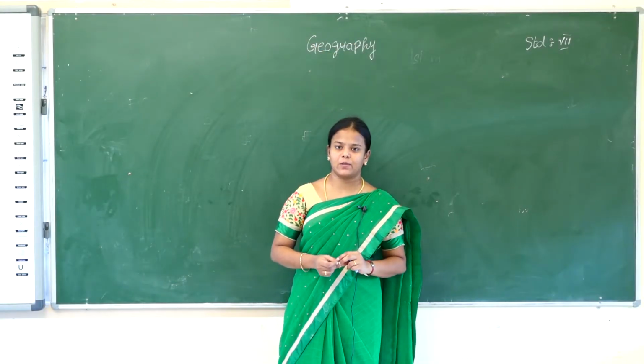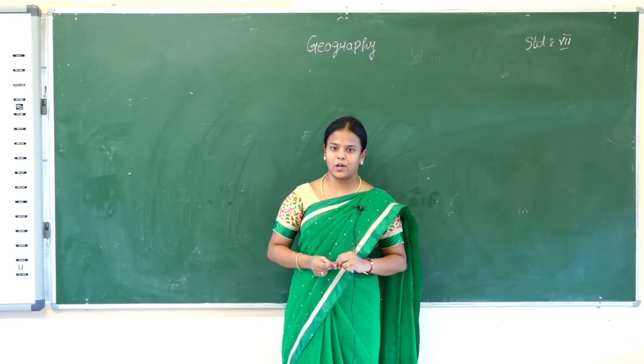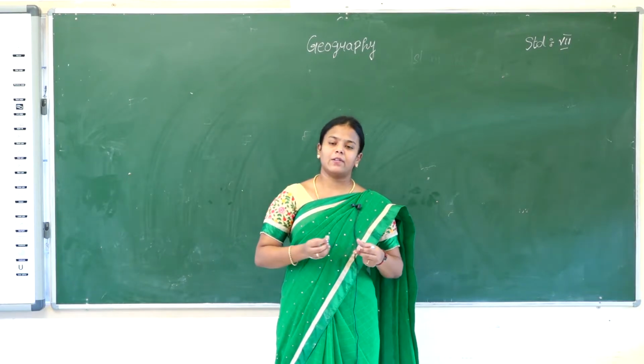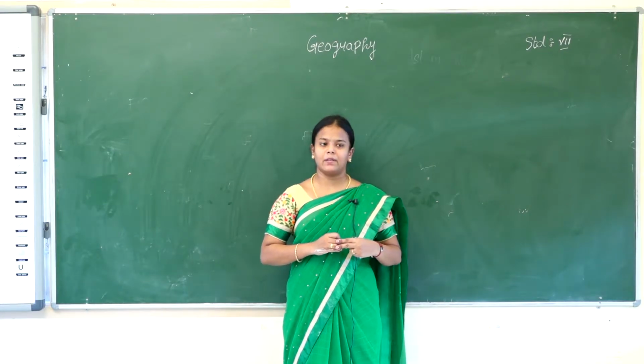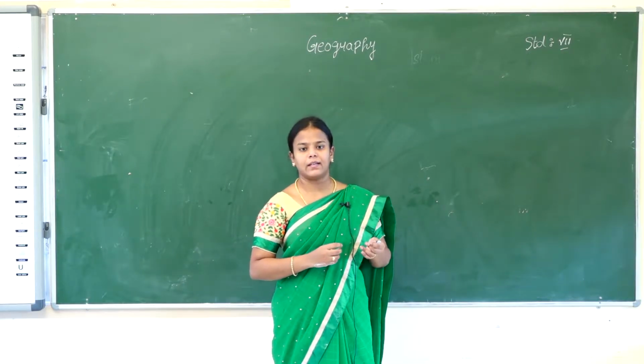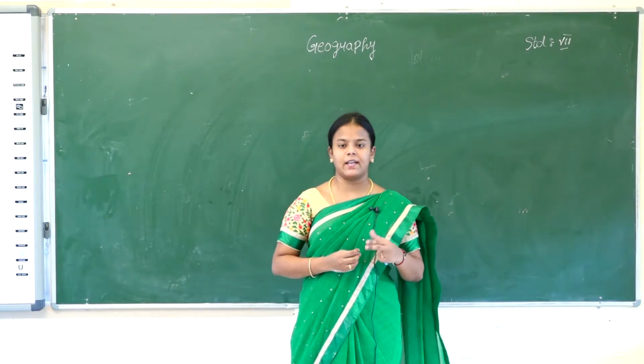Students, in today's class we are going to see about geography. In yesterday's class we saw about the environment. In today's class we are going to see about the inside of our Earth. In our solar system, how many planets are there? There are 8 planets, namely Mercury, Venus, Earth, Mars, Jupiter, Saturn, etc.